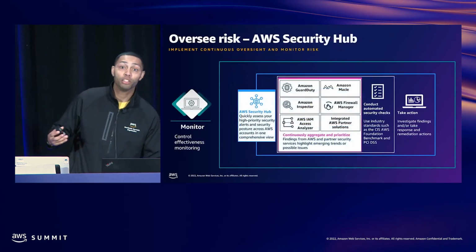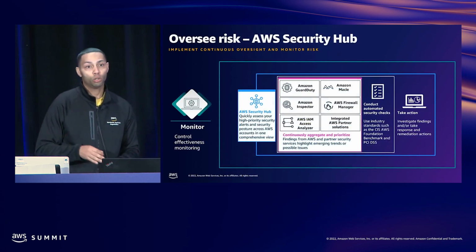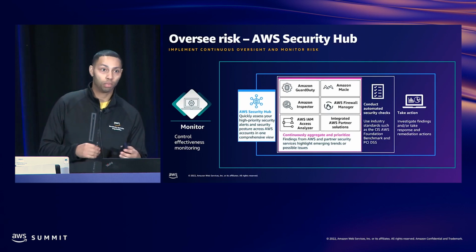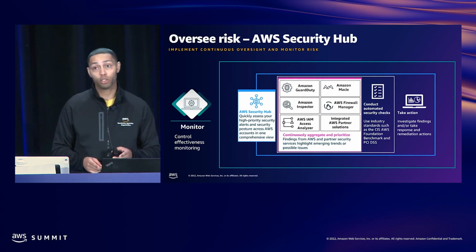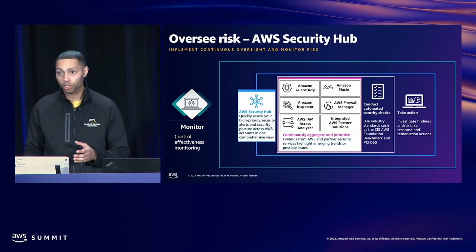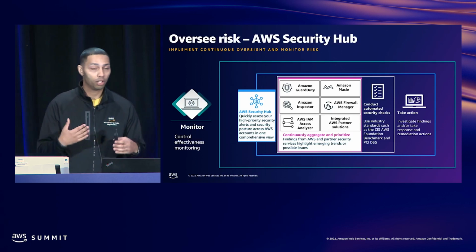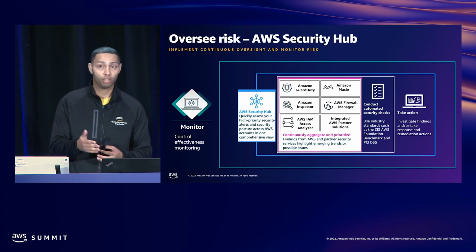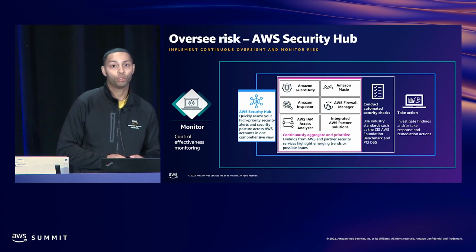Security Hub is where you can go to get a single pane of glass view of your security posture. Now, Security Hub is one of those services that leverages AWS Config rules under the hood, and they're linked very, very closely. In fact, you can even import your Config data into Security Hub and visualize it all in one place.